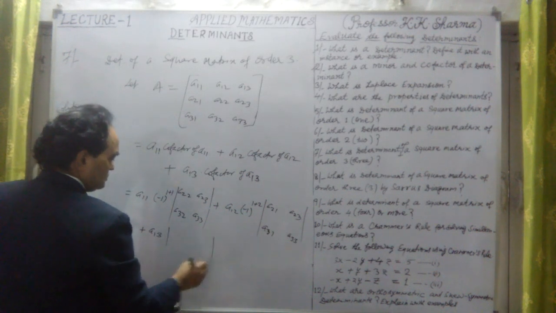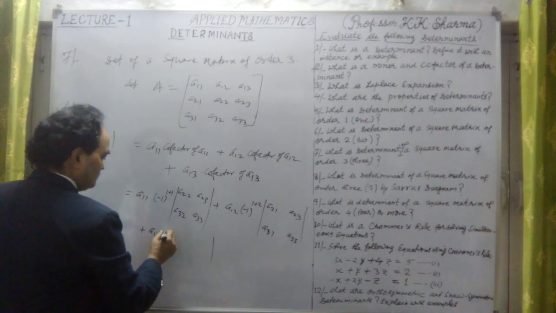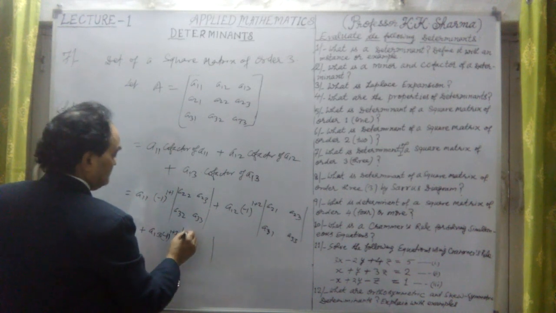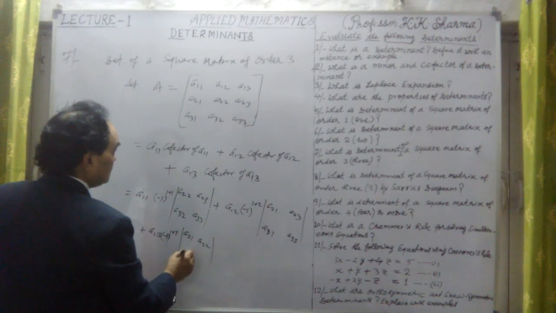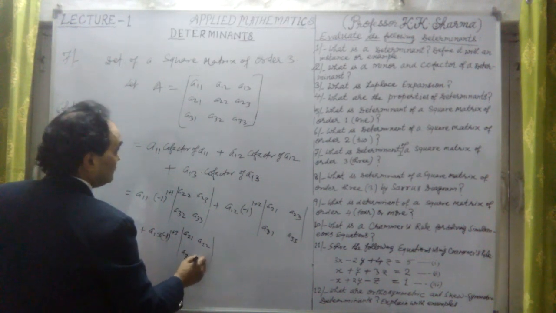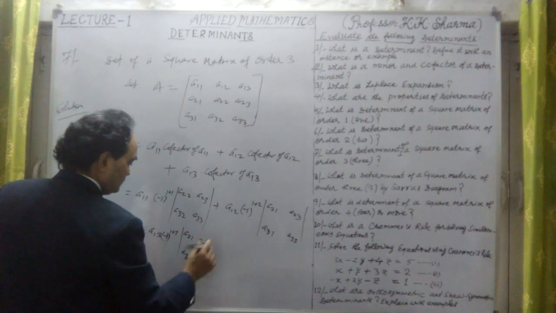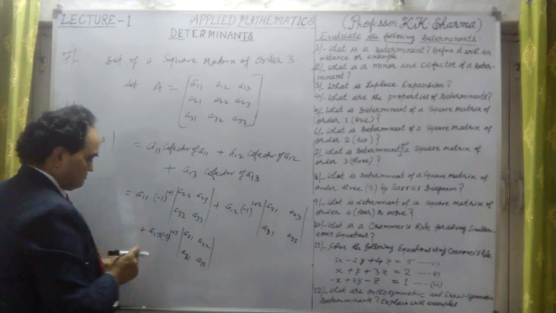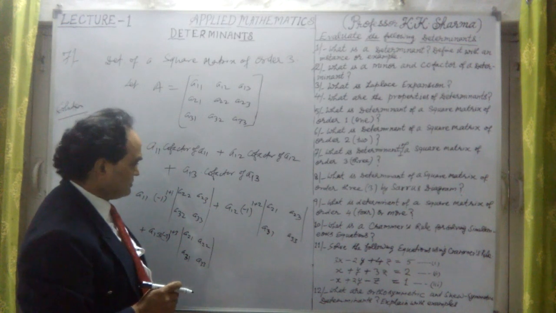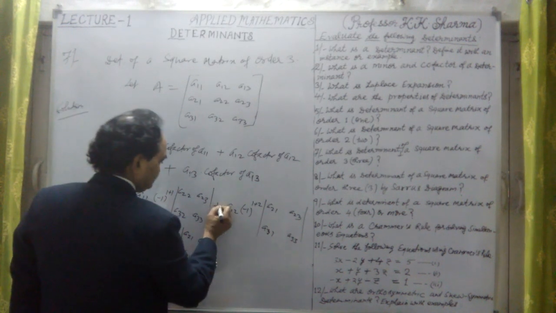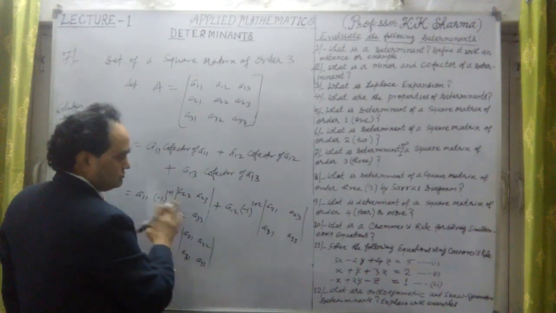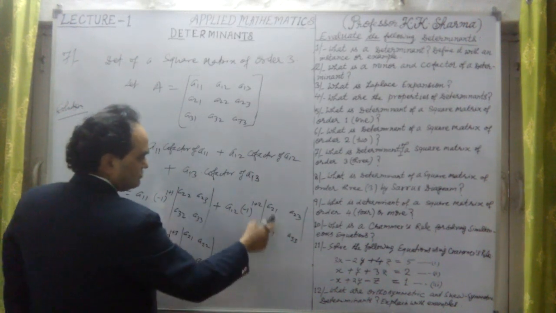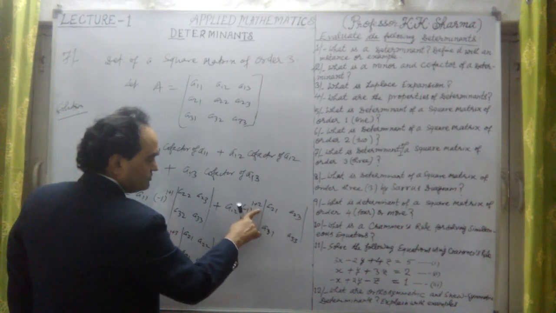Then A13 into minus 1 raised to power 1 plus 3 into the determinant of A21, A22, A31, A32. So these are the values. What is the final answer? Now cross multiply, this is of order 2. Cross multiplying this minus this. But this term will be negative, because minus 1 raised to power 1 plus 2 is negative.